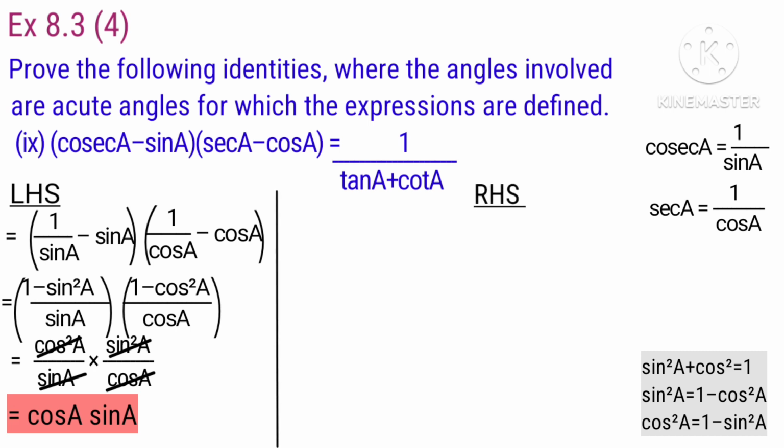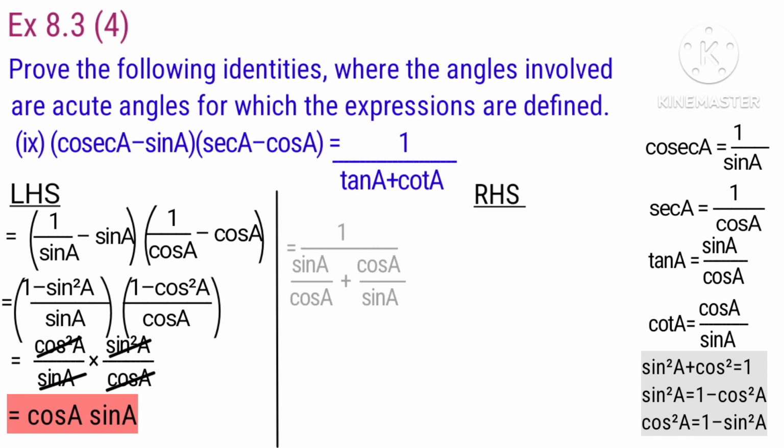For RHS, we have tan A and cot A. But in LHS, we got cos A and sin A. So let's see if any related formula is there. Yes, we have a formula that tan A is equal to sin A divided by cos A and cot A is equal to cos A divided by sin A. So when I substitute, I'll get 1 divided by sin A divided by cos A plus cos A divided by sin A. So now we have to take LCM in the denominator.